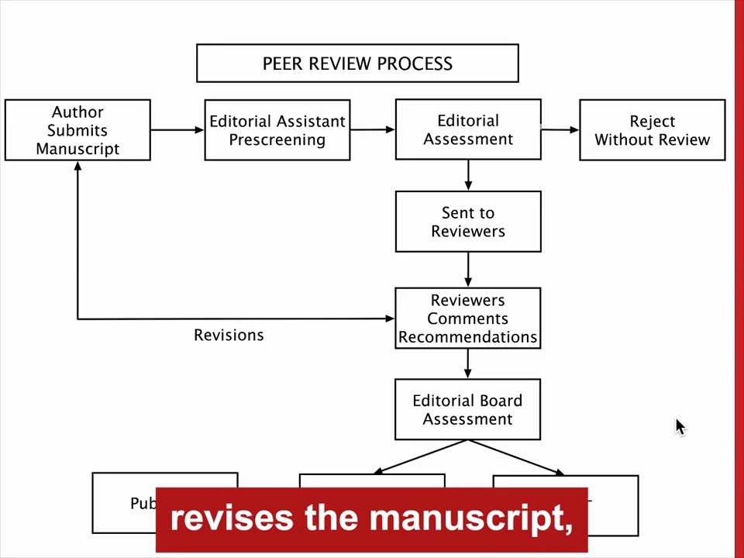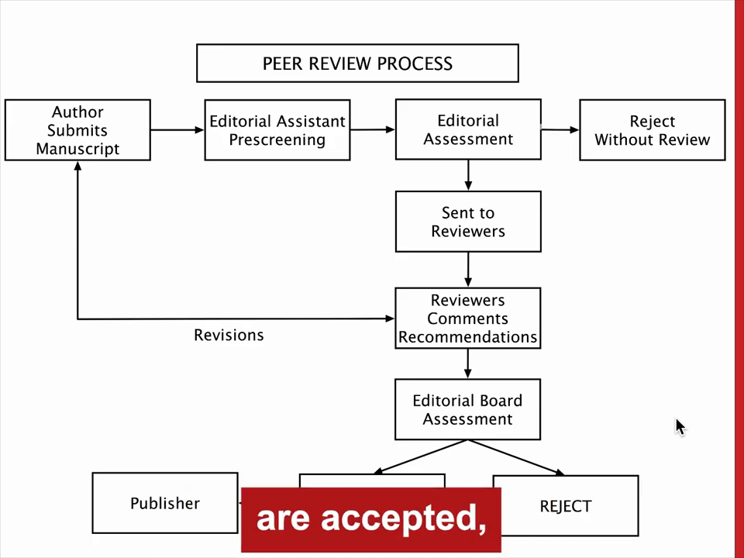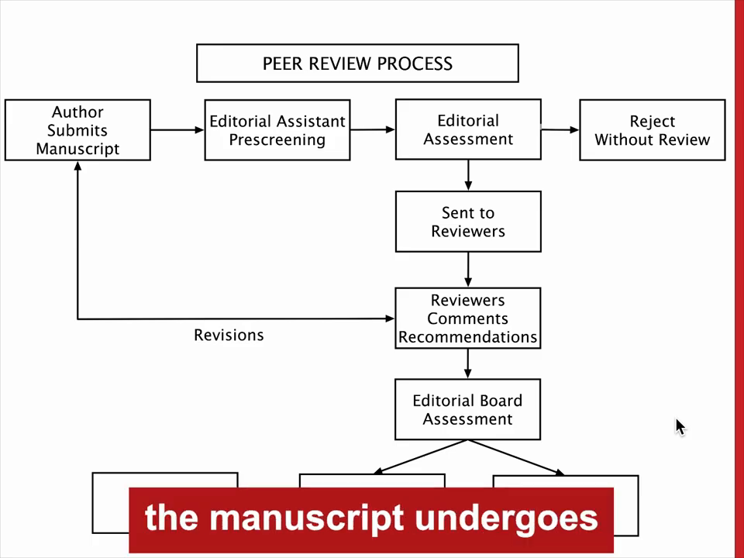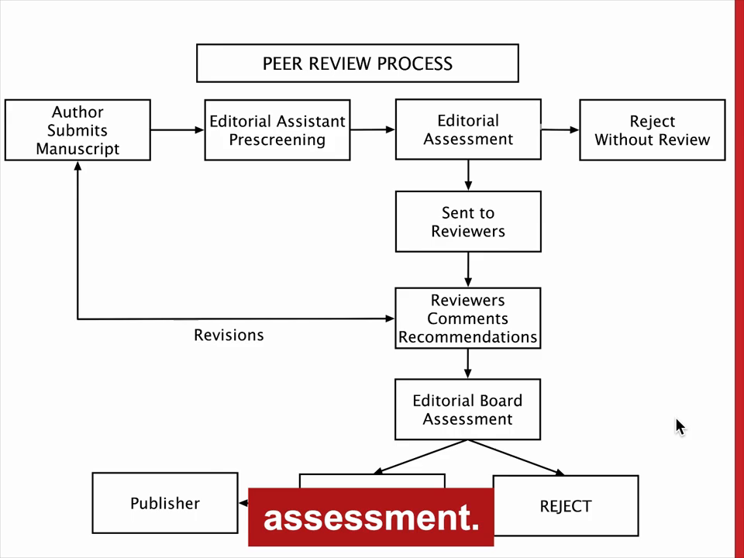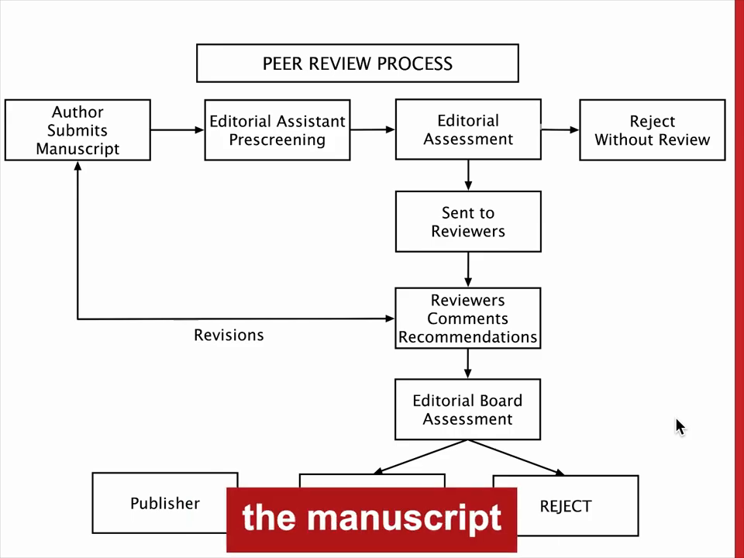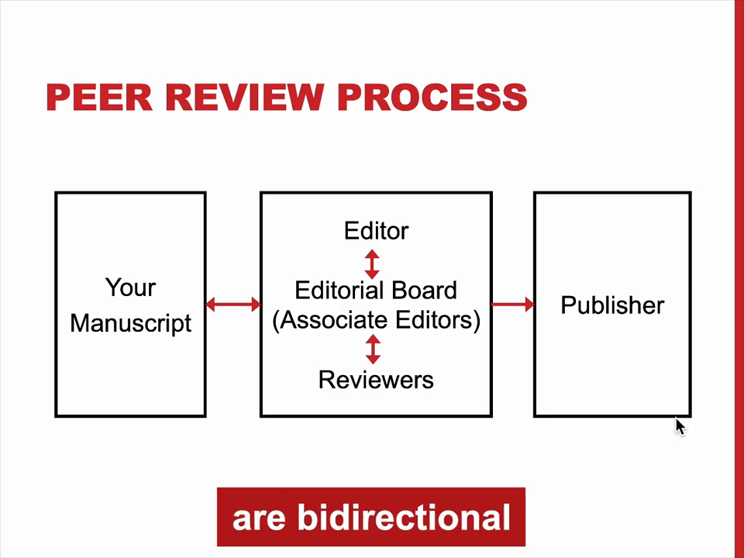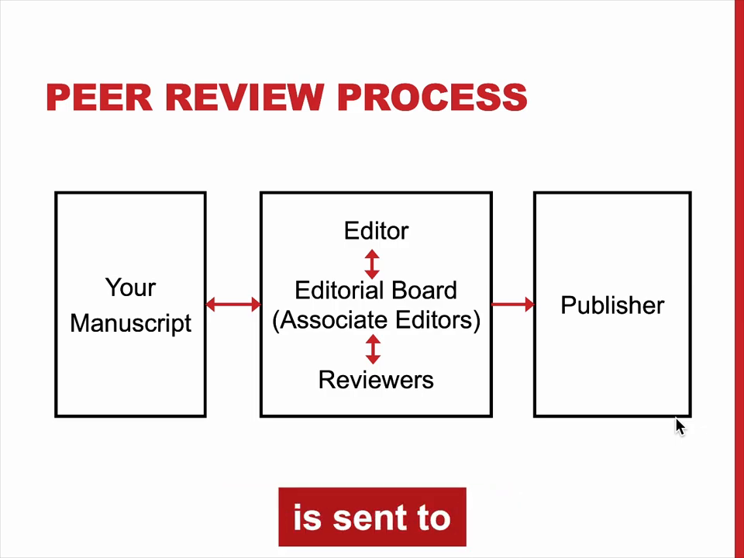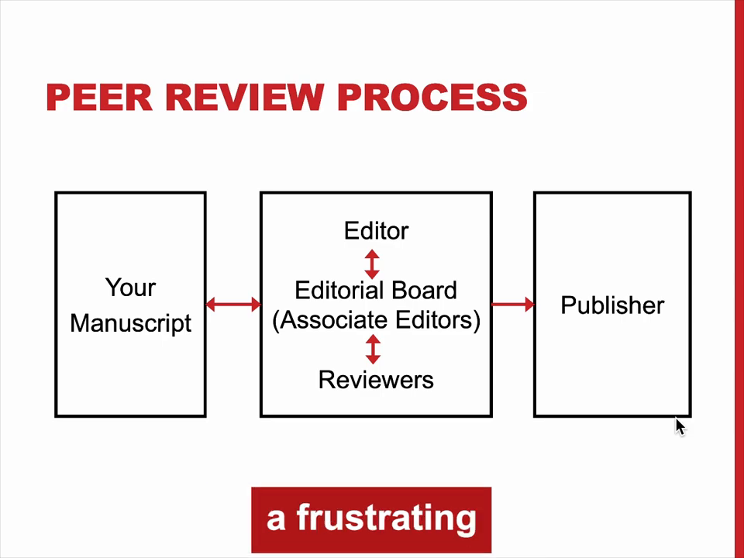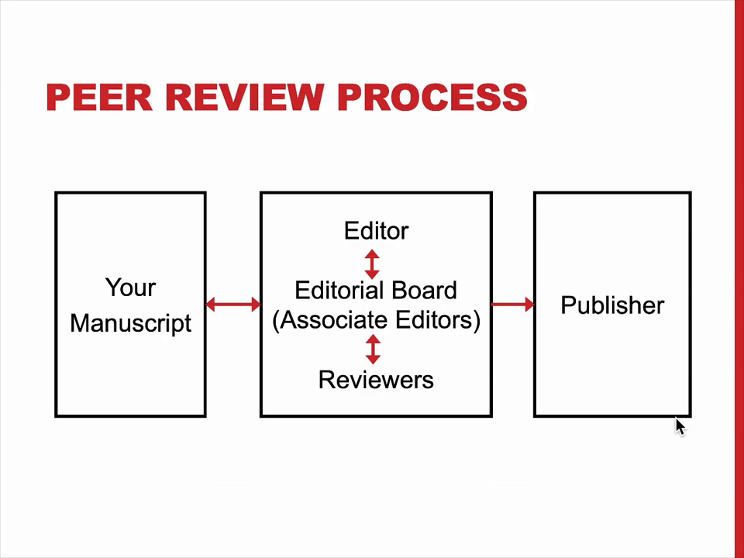The author revises the manuscript, and if the revisions are accepted, the manuscript undergoes editorial board assessment. The editorial board can accept the manuscript and send it to the publisher, or reject the manuscript. This is a simplified version of the peer review process. Notice that the arrows are bidirectional, except after the manuscript is sent to the publisher. This can become a frustrating, iterative process.